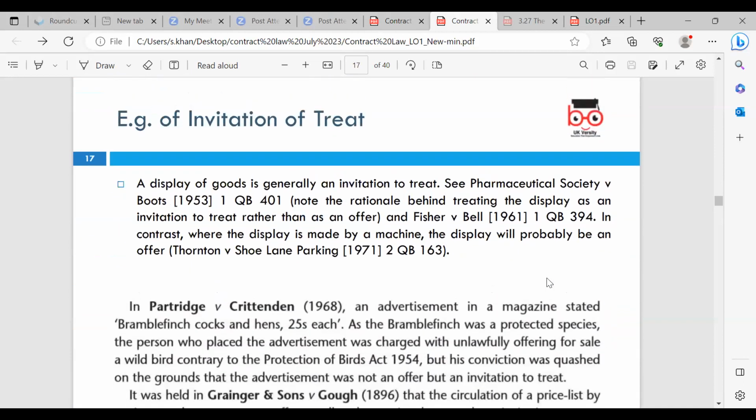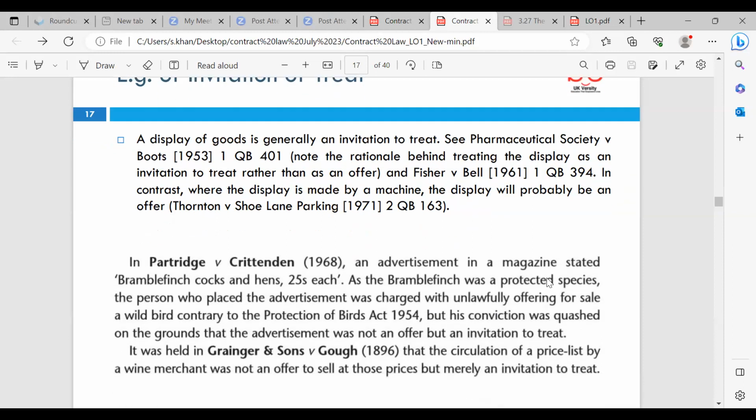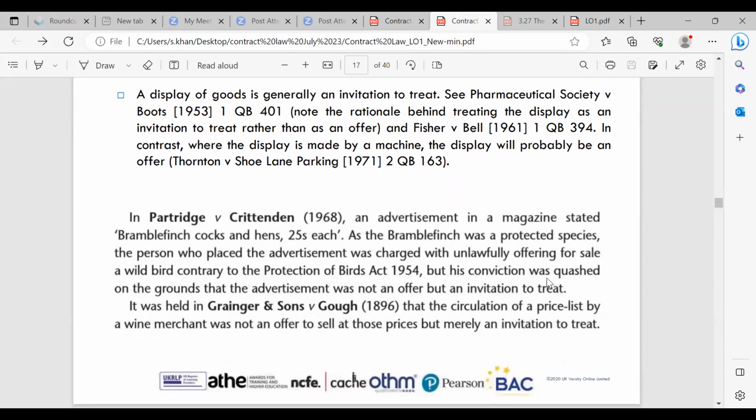An example of an invitation to treat is that a display of goods is generally an invitation to treat, as we mentioned in the example for the book. And the case of this was Pharmaceutical Society v Boots. The main rationale behind treating the display as an invitation to treat rather than an offer was the case of Fisher v Bell. In contrast, where the display is made by a machine, the display would probably be an offer. And that's the Thornton v Shoe Lane Parking case. A lot of additional information on these cases is available on Moodle for you to look at.